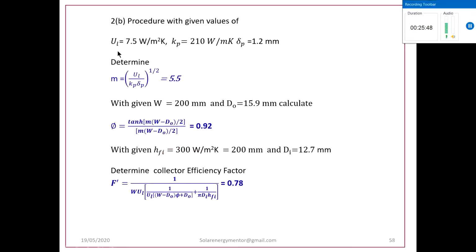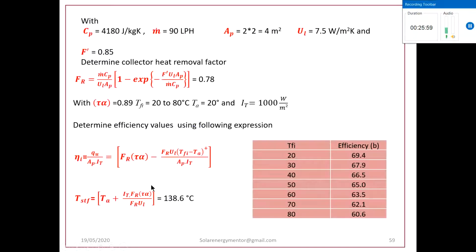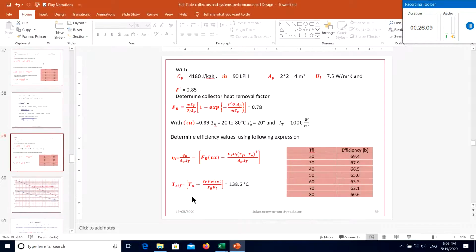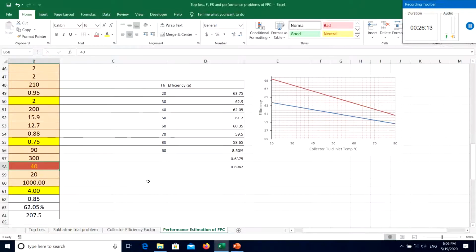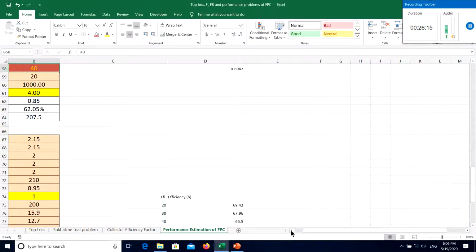In the second case, where UL has increased, we can again find the values of M, phi and F dash. F dash is 0.78, FR is 0.78, then determine the efficiency values here. Again, these values are calculated here in the second part.